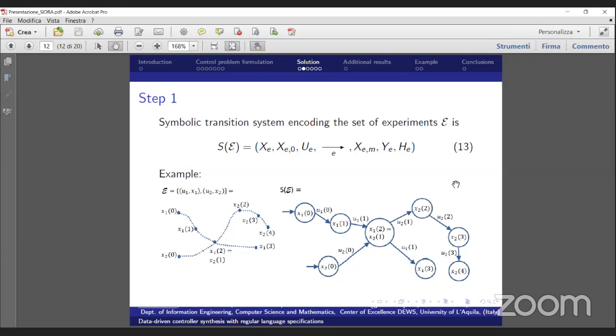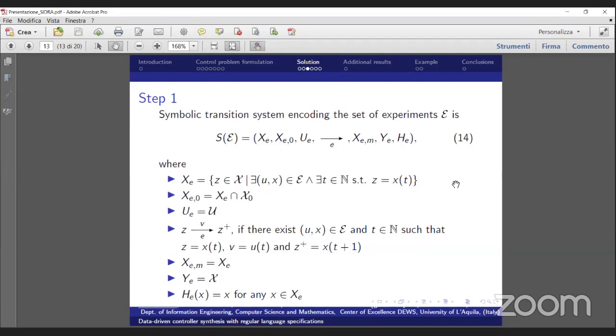I'm also giving here a very simple example. You see here we have two trajectories in the left-hand side of the slide, where these two trajectories, that also intersect in a common point, can be easily formalized in terms of the transition system that you can see in the right-hand side of this slide, okay? This is the mathematical formulation of the transition system S of capital epsilon, which I don't have time to talk about, but the idea is basically what I've shown in the previous example.